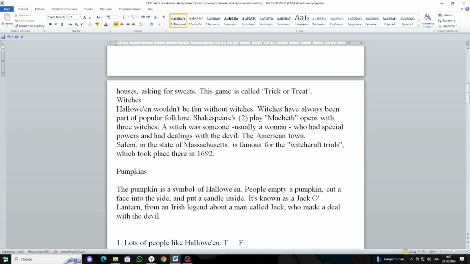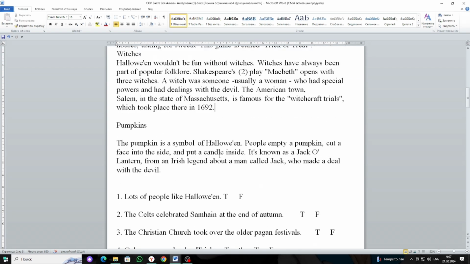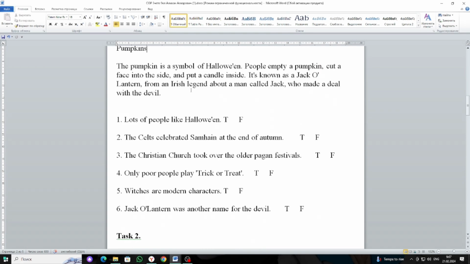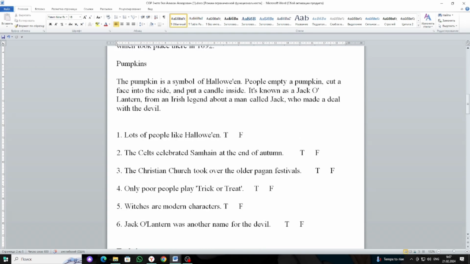Next, witches. Halloween wouldn't be fun without witches. Witches have always been part of popular folklore. Shakespeare's play Macbeth opened with 3 witches. A witch was someone, usually a woman, who had special powers and had dealings with the devil. The American town of Salem in the state of Massachusetts is famous for the witchcraft trials, which took place there in 1692.